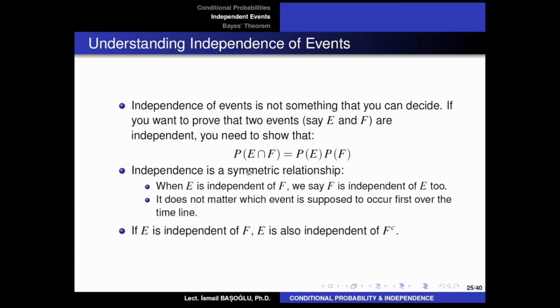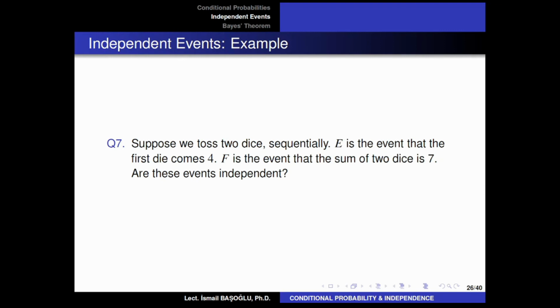And by the way, independence is a symmetric relationship. If E is independent of F, then F is also independent of E. So if one of them is independent of the other, the other should be independent of the previous one as well. So it doesn't matter which event is supposed to occur first over the timeline. And another thing that can be proven mathematically, I'm not proving it, but stating it: if an event is independent of F, then that event is also independent of its complement. So we are going to understand this in this question.